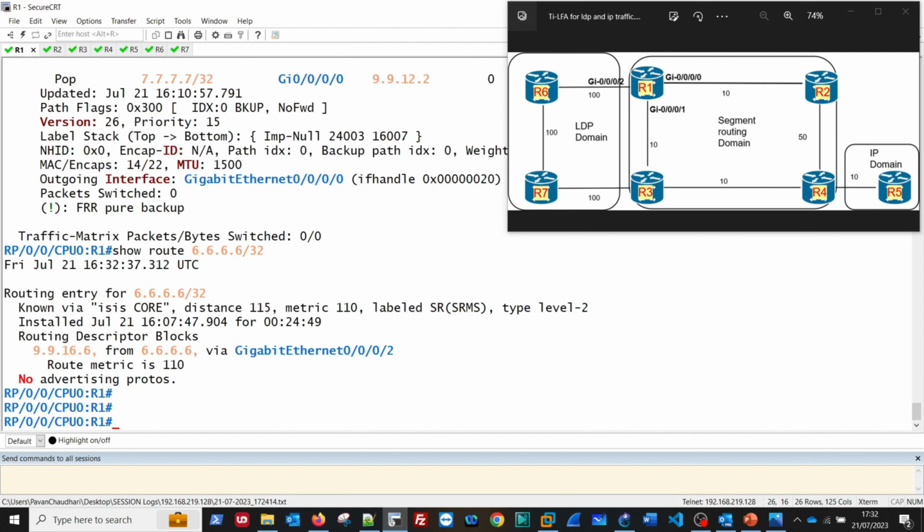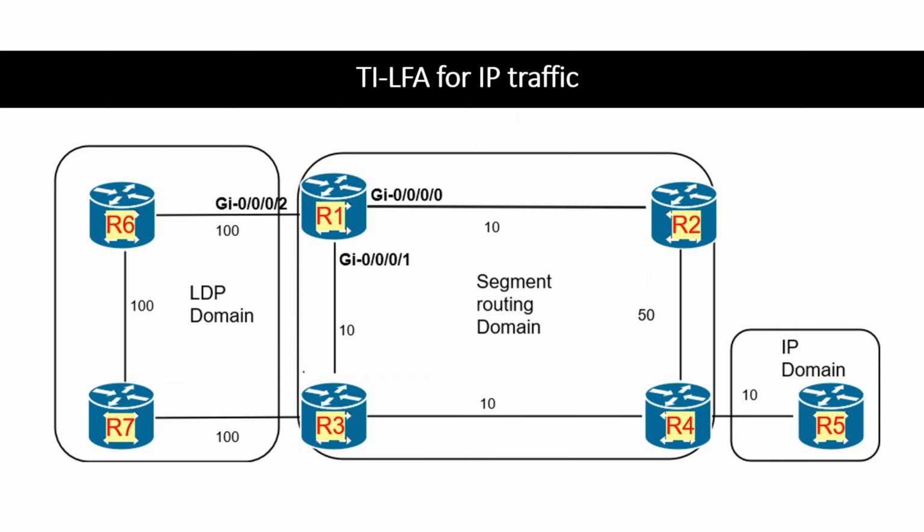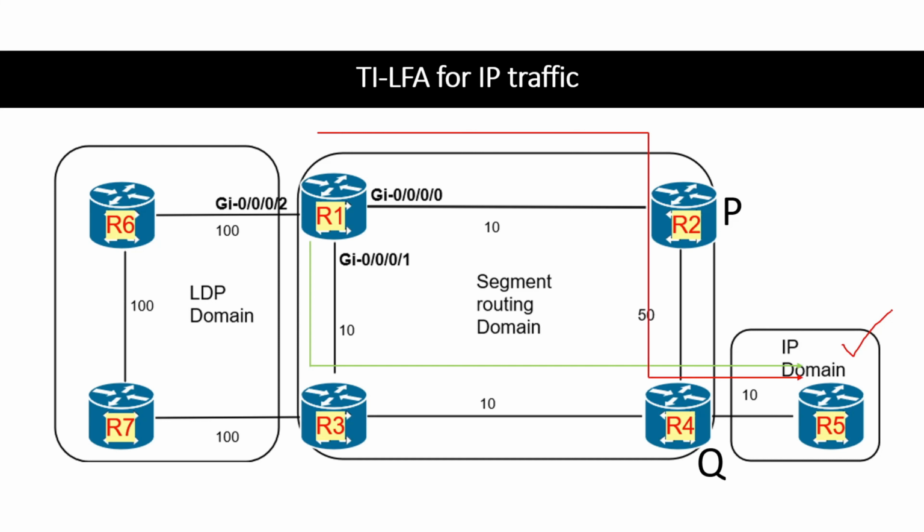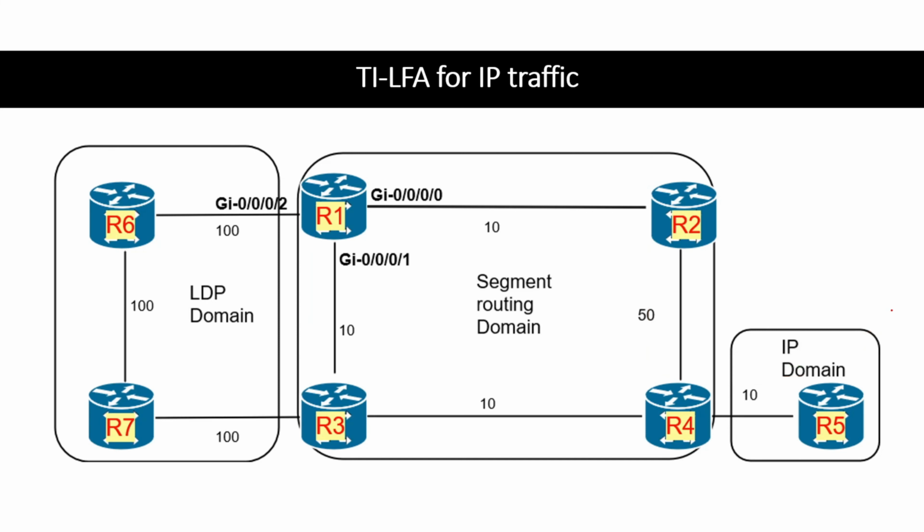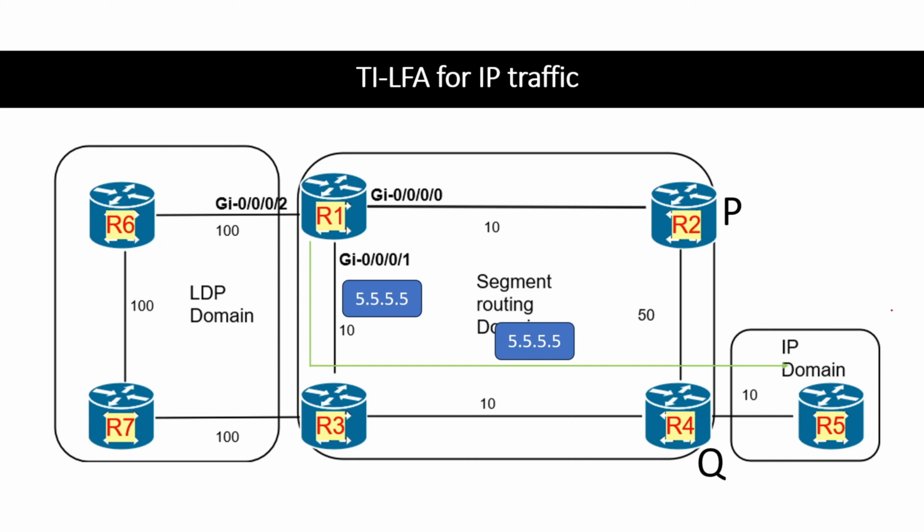Let's check the IP protection, Ti-LFA for IP traffic. So in this diagram, R5 is acting as a plain IPv4. This is the primary path from R1, R2, R1, R3, R4, R5. And this is the backup path where R2 and R4 again are acting as P and Q nodes. So if we talk about the packet flow from R1 to R5, it is just a plain IP packet.